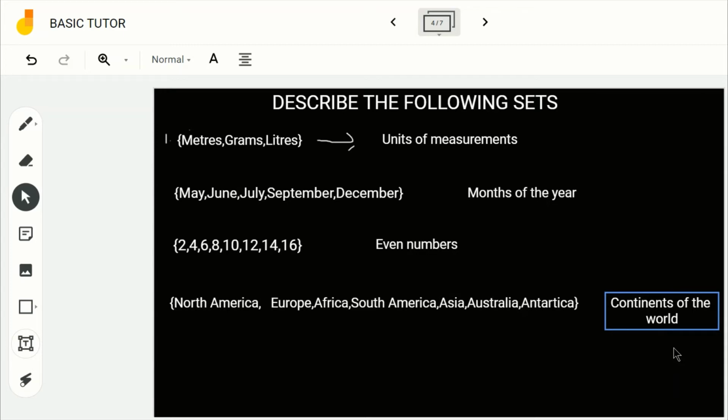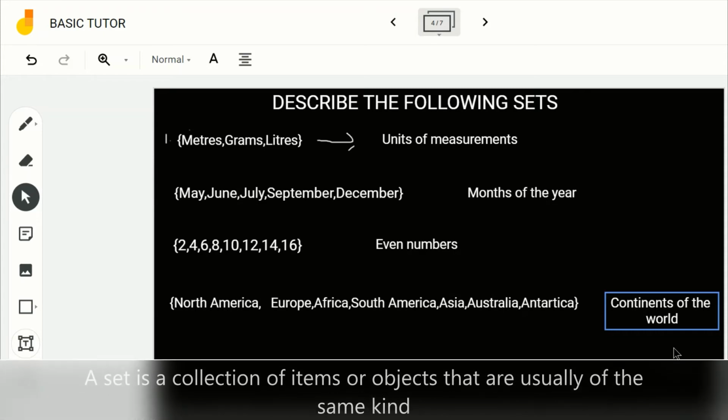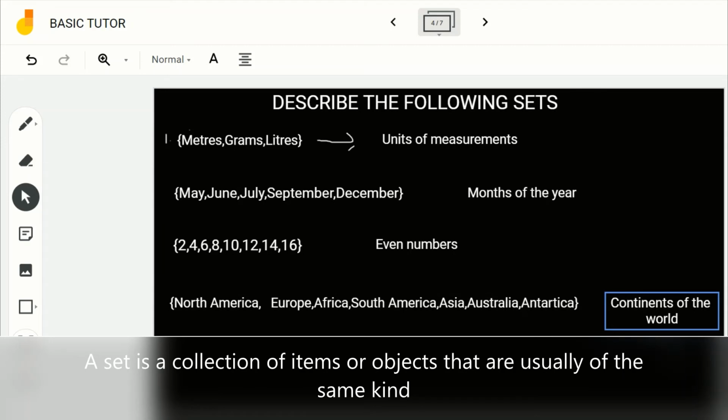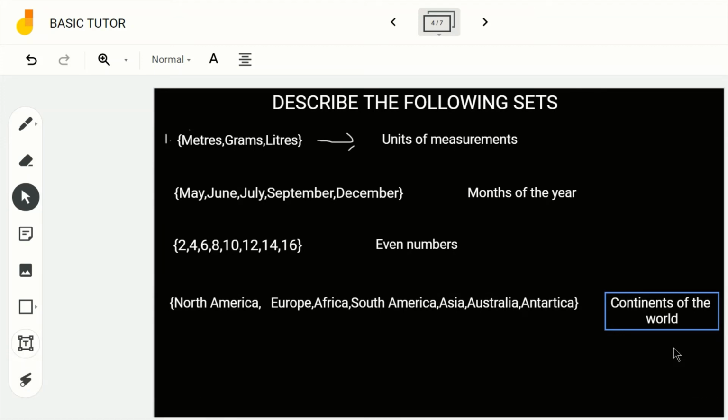So these are how we can describe a set. A set is a collection of items or objects that are usually of the same kind. As you can see, for example, May, June, July, September, December are all representing months of the year.